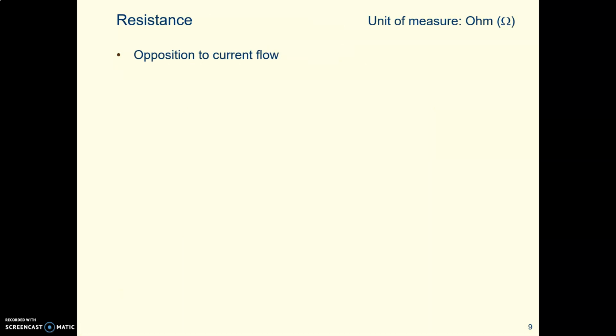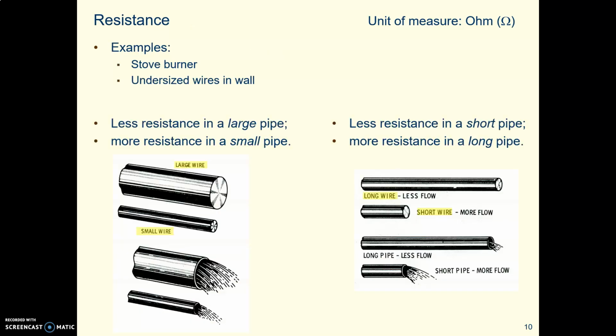Resistance is pushing back against current flow. It's an opposition to flow, and we measure resistance in ohms. If you have an electric stove with a burner that gets hot, you are using resistance intentionally. On the other hand, if you have wires in your wall that are too small and they get hot, you are using resistance when you don't mean to.